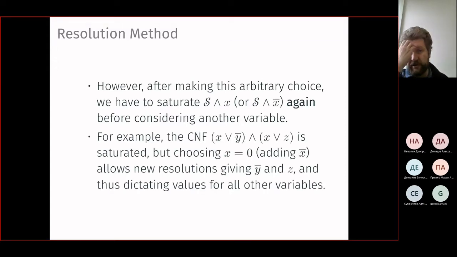So this is an example. This is a saturated one. Here is a CNF where you cannot apply any resolution because there are two clauses and no resolution is applicable. But you can choose x equals 0 and add not x. This will immediately dictate the values for x, y, and z, because this will give you not y and z, and you will have y equals 0, z equals 1. So this is after one choice. At one time you have the right to choose voluntarily, but then you proceed by resolution and everything else is fixed.